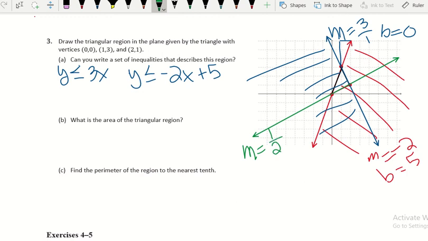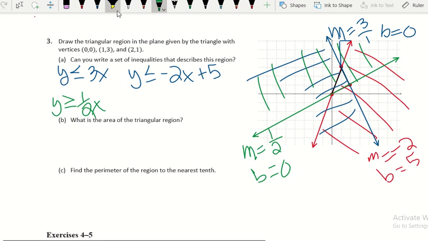And it goes right through the origin. So b is once again 0. So our last line, and to cover our graph, we're going to have to shade up to cover that triangle. So this is going to be y is greater than or equal to 1/2 x plus 0, or just 1/2 x. Those are the three inequalities. So that's how we're going to essentially build the inequalities.